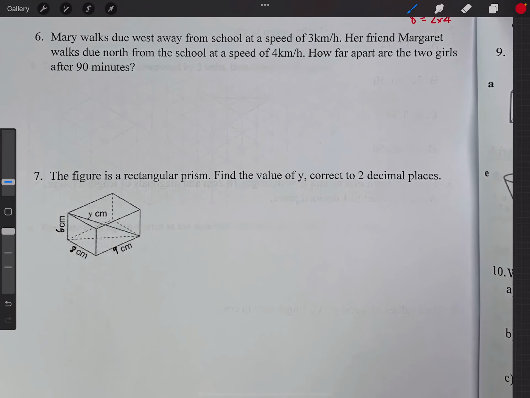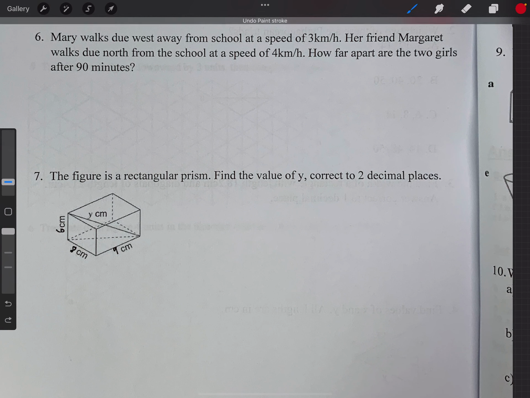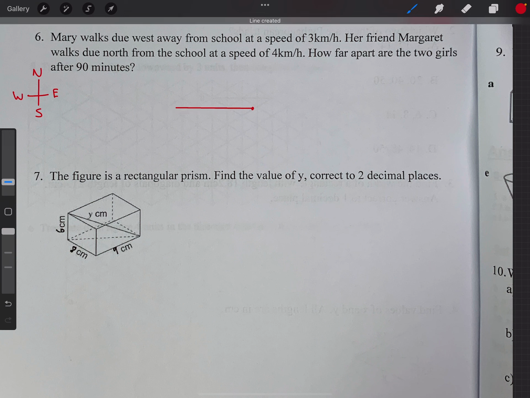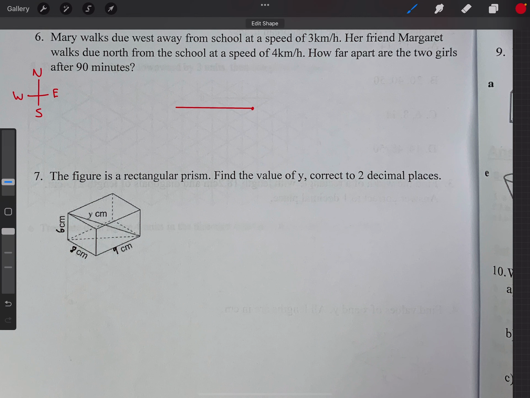Alright, next one. Mary walks due west away from school at a speed of 3 kilometers per hour. So due west, remember the directions: never eat soggy wheat. I'll draw it real quick. She starts here and goes west at a speed of 3 kilometers an hour.